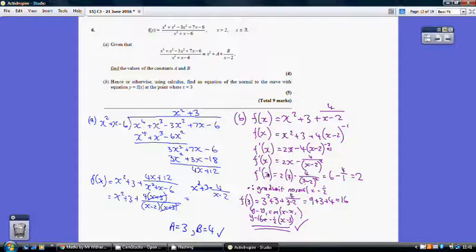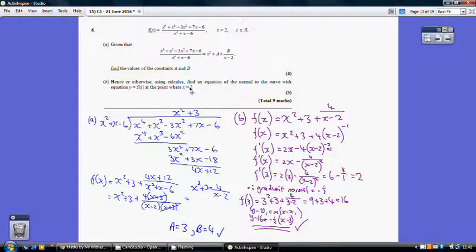So substituting 3 into the function, we can see that the gradient of the tangent would be 2. So therefore the gradient of the normal is minus a half. Now we want to use our y minus y1 formula, so we know the gradient's minus a half. We know the x value, so our x1 is going to be 3.